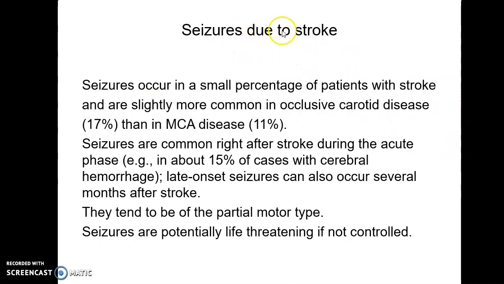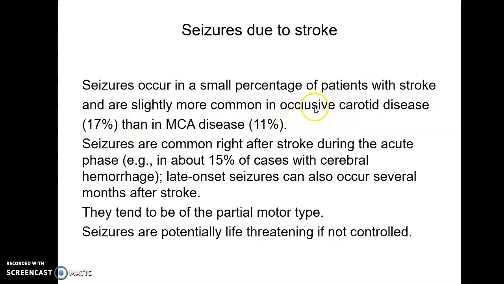and other conditions. So I just added here seizures due to stroke because in the adult, in some severe cases, in a very small percentage, we can see seizures. In the acute stage in the ICU level, it is more seen, but later on also some patients may show seizures. So seizures occur in a small percentage of patients with stroke and are slightly more common in occlusive carotid artery disease. 17% is comparatively more and occurs in the occlusive.